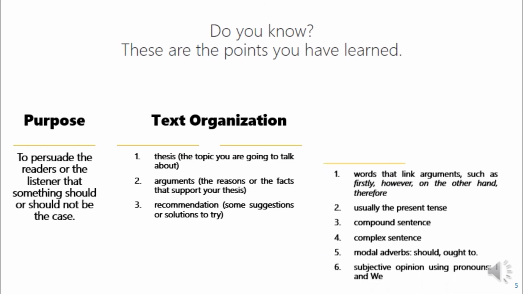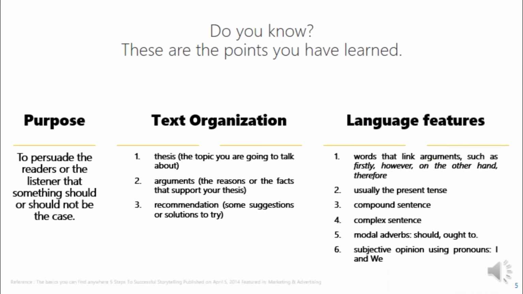And then the last one is language features. The first one is words that link arguments such as firstly, however, on the other hand, therefore, and many others. The second one is usually the present tense, and then compound sentence, complex sentence, modal adverbs, should, ought to, and then the last one is subjective opinion using pronouns I and we.